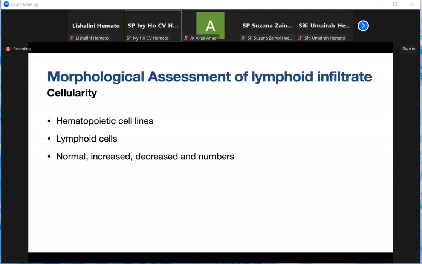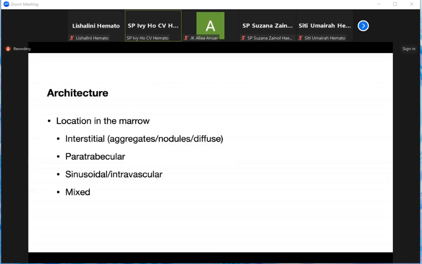First of all, the cellularity. When you look at it and the trephine is very cellular, something abnormal is happening. It appears very blue. What are these cells? First, try to differentiate which are the normal hematopoietic cell lines: which are the erythroid, which are the granulocytes, where are the megakaryocytes, and the lymphoid cells. Separate them in your mind. Then you assess whether the whole marrow cellularity is normal, increased, or decreased. You can even estimate the numbers.